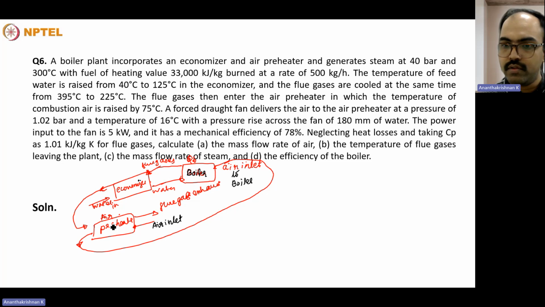We have to look at the air preheater. We know everything regarding the air side. So the temperature of the flue gas leaving can be determined by the energy balance of the preheater. And for the mass flow rate of steam, a similar energy balance in the economizer will give the mass flow rate of the steam, because every other 4 points are known. And finally, the efficiency based on the calorific value, as well as the energy transfer to the water.